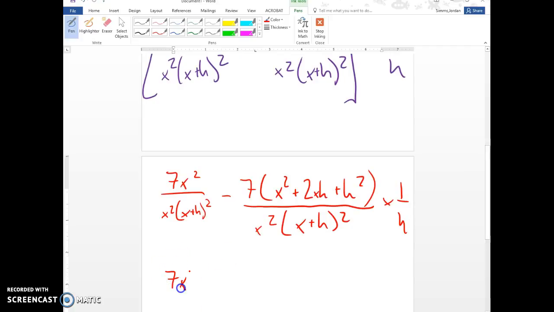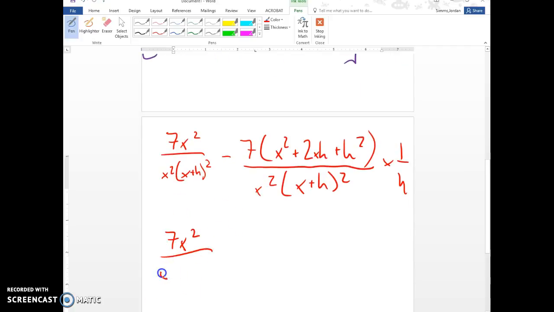So I'm going to have 7x squared over x squared times x plus h squared. Now over here I'm going to distribute the 7, so I'm going to have minus 7x. And again, this is all in brackets, right, because I'm subtracting here. So minus 7x squared plus, and I'll leave this negative out here for right now. I'll just distribute the 7, although really, I guess I could do it all in one step, eh? Might as well get her done.